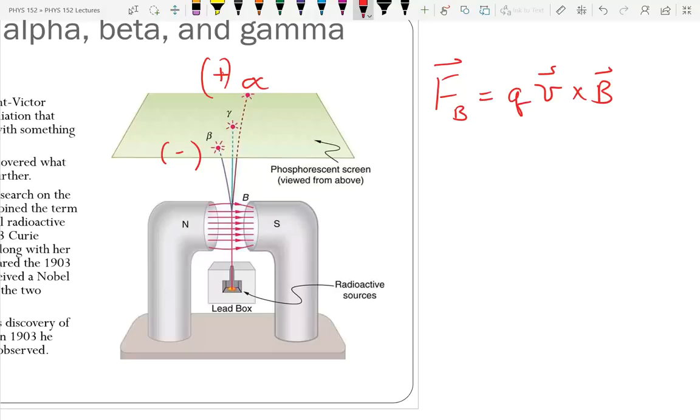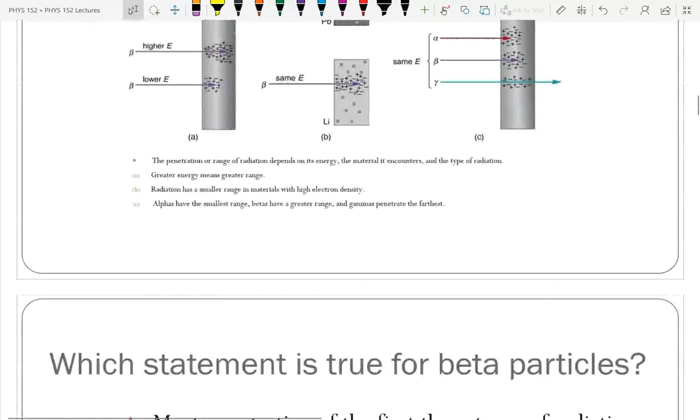What does that tell you about the gamma? It goes straight through. It's not deviated. If it's not deviated, there is no force acting on it. If there's no force acting on it, what does that tell you? No charge. So the gamma has a zero charge. So we can now also distinguish the alpha, beta, and gamma by their charge. Alphas are positive, betas are negative, and gammas have zero charge.